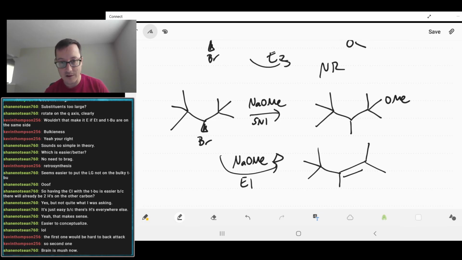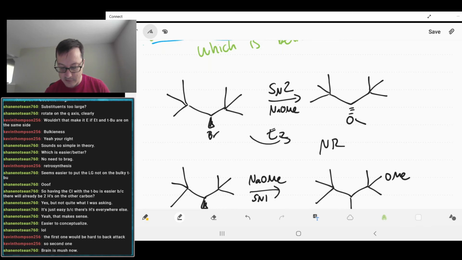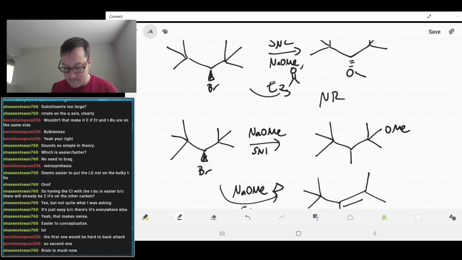If we wanted to force this to go SN2, we would probably want to make sure we have a polar aprotic solvent, like acetone, acetonitrile, DMSO, something like that. If we want this to go SN1, ideally we would not even use the sodium methoxide. We would just use methanol at low temperature. That would be probably the best way to force this to get that product.